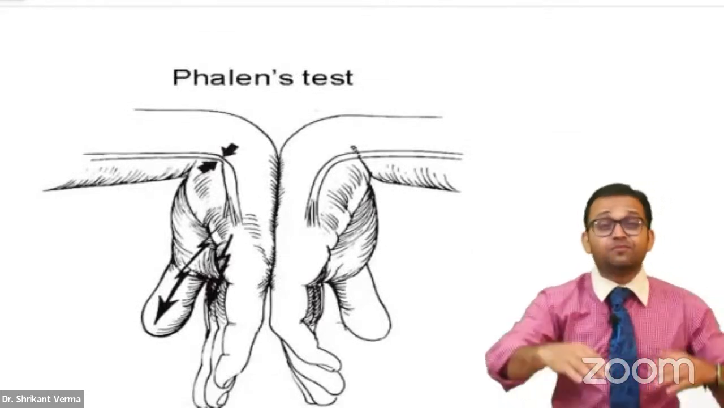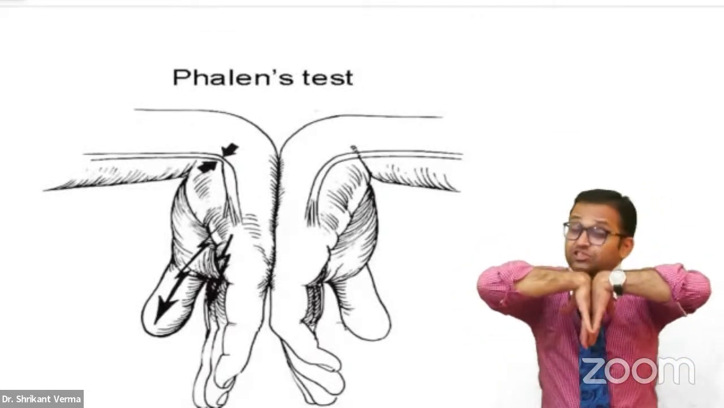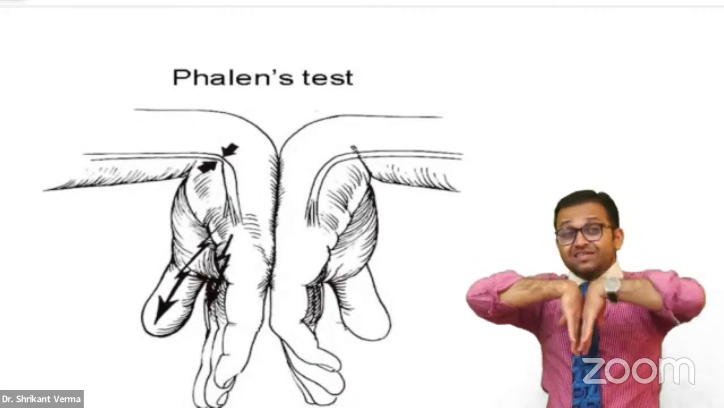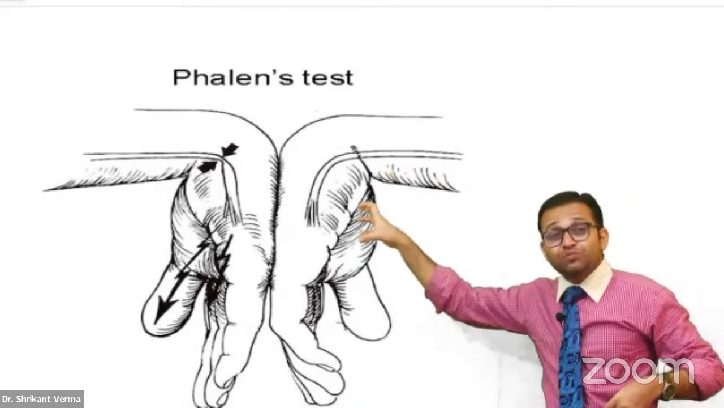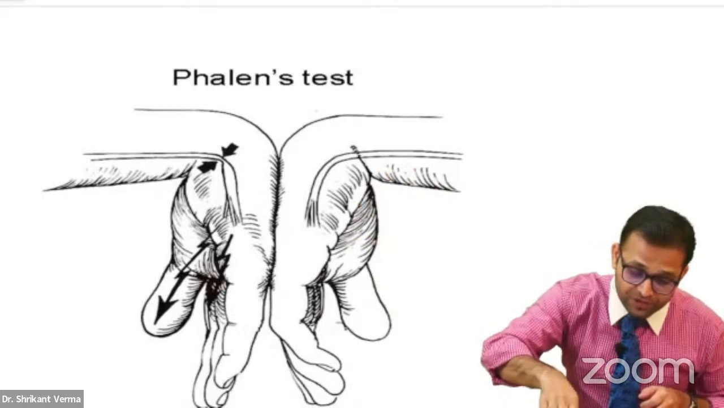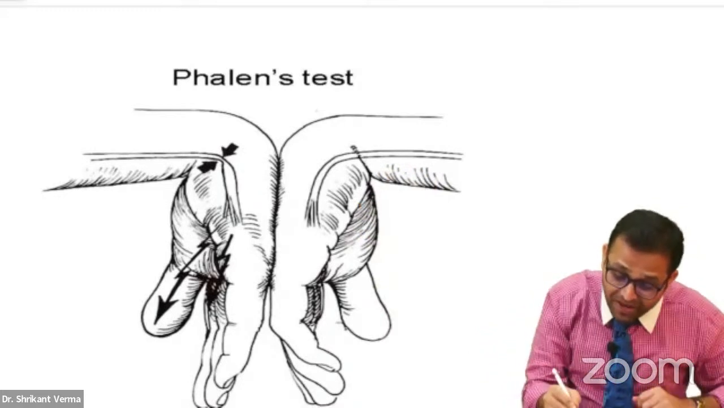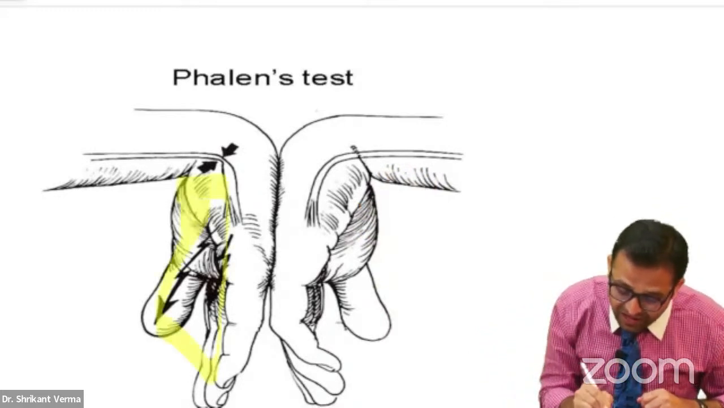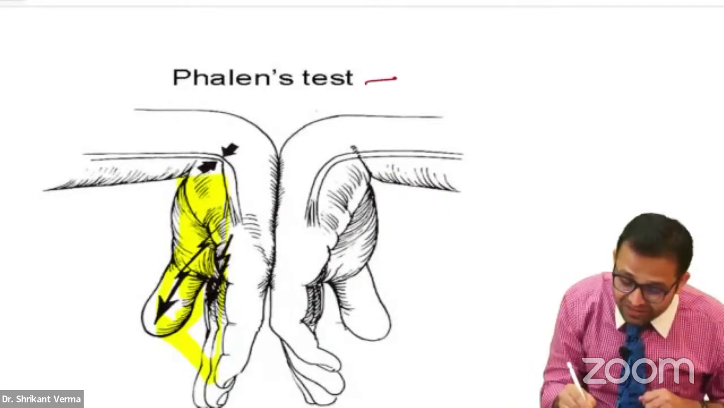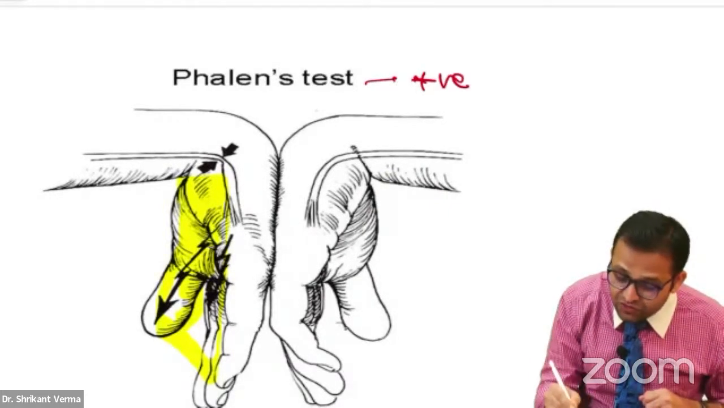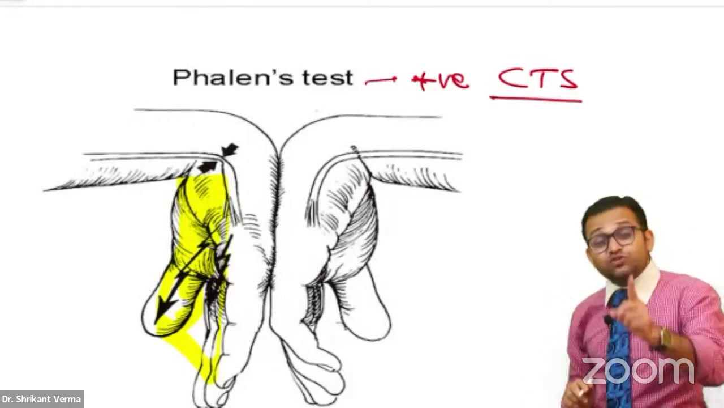Yes, now see the Phalen test. So you have to ask the patient to do this maneuver, excessive flexion at the wrist joint. So in this condition, the median nerve is getting compressed just below the flexor retinaculum. So you will observe there is an increase in pain along the lateral 3 and a half fingers. Again, remember, it is positive in case of carpal tunnel syndrome. So it is a test for the median nerve.